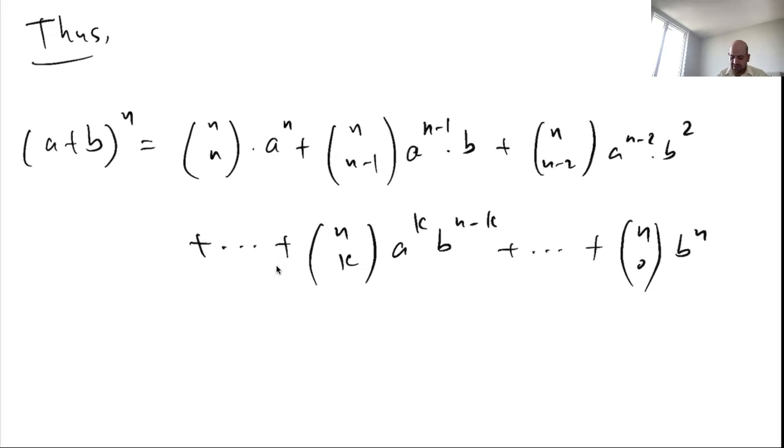Well, that's it. So this is called a binomial identity.